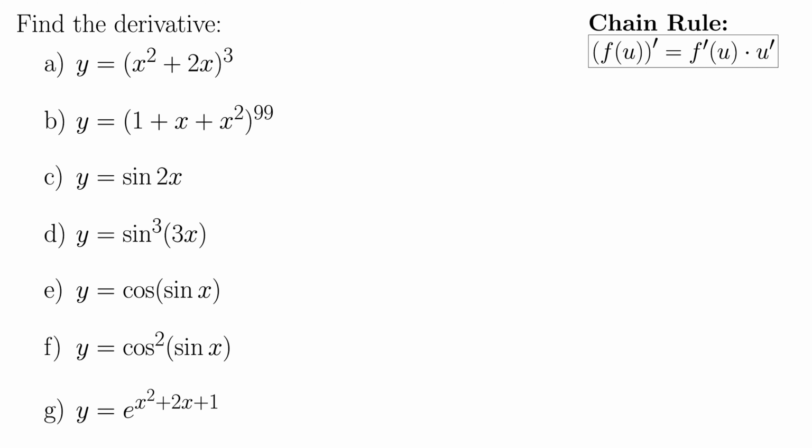Alright, so what does the chain rule say? Let's just say it again. The chain rule says that when you have one function inside of another, the derivative of the whole composition is the derivative of the outside. We leave the inside alone, so that's this f prime of u times the derivative of the inside. So a good way to remember it is just the derivative of the outside times the derivative of the inside.